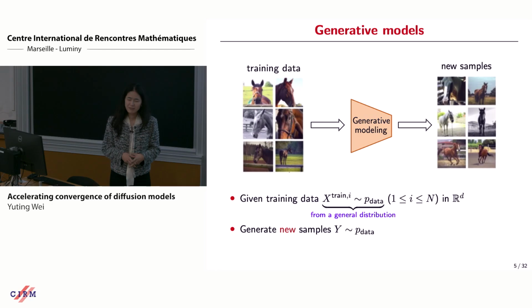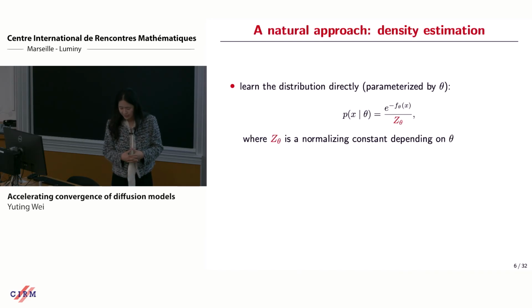In diffusion models, the main goal is to generate a new data sample Y from the target distribution, where you are given a bunch of training samples from the target distribution. And this is a distribution in the D-dimensional space. Okay, so a natural approach when you see this is to directly estimate the density of interest and generate new data samples from the learned density.